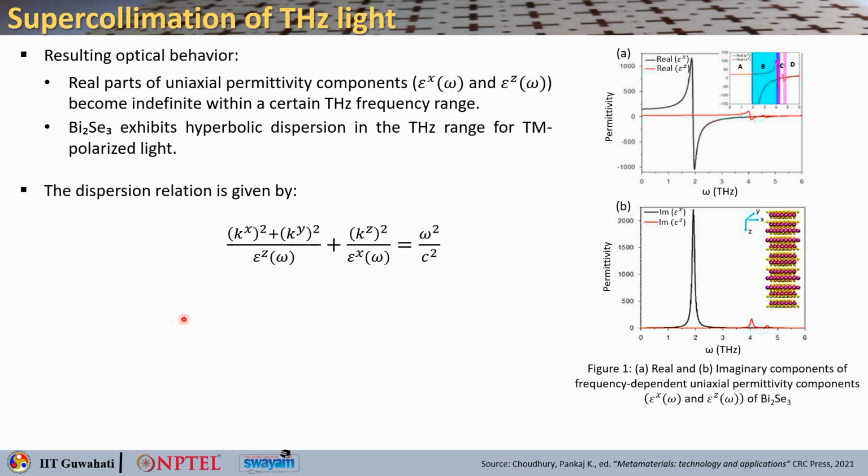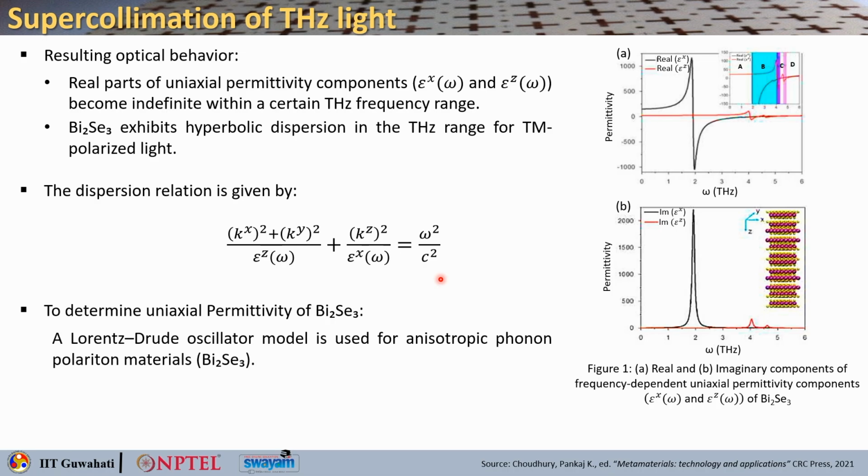Okay. So, in this case the dispersion relation of this material can be given as kx whole square plus ky whole square divided by epsilon z omega plus kz whole square divided by epsilon x omega equals omega square by c square. Now, to determine the uniaxial permittivity of this material, you can use a Lorentz-Drude oscillator model for estimating this anisotropic phonon polariton materials.